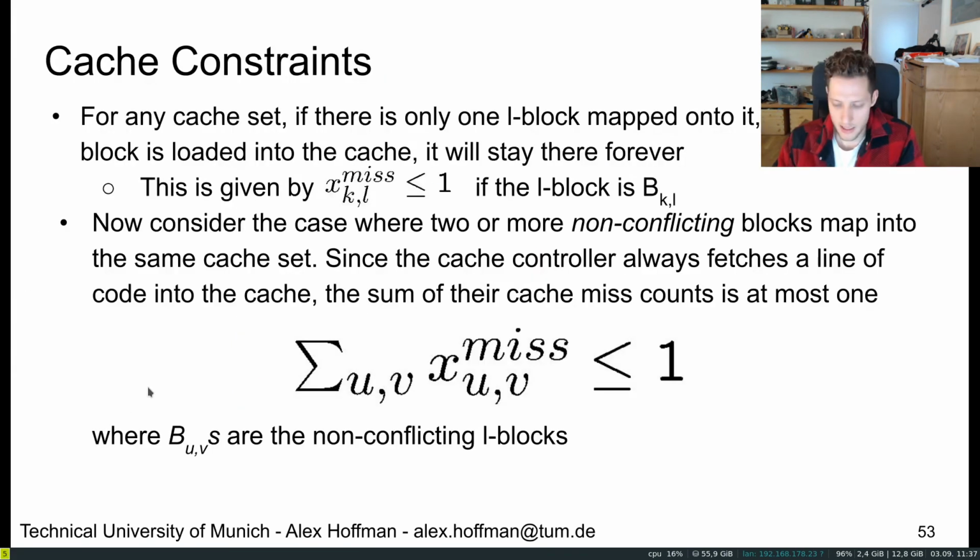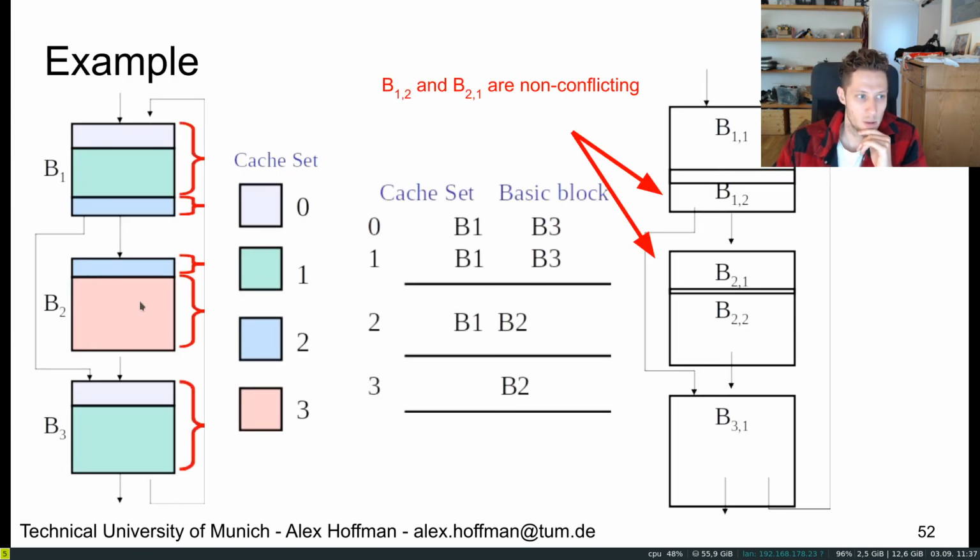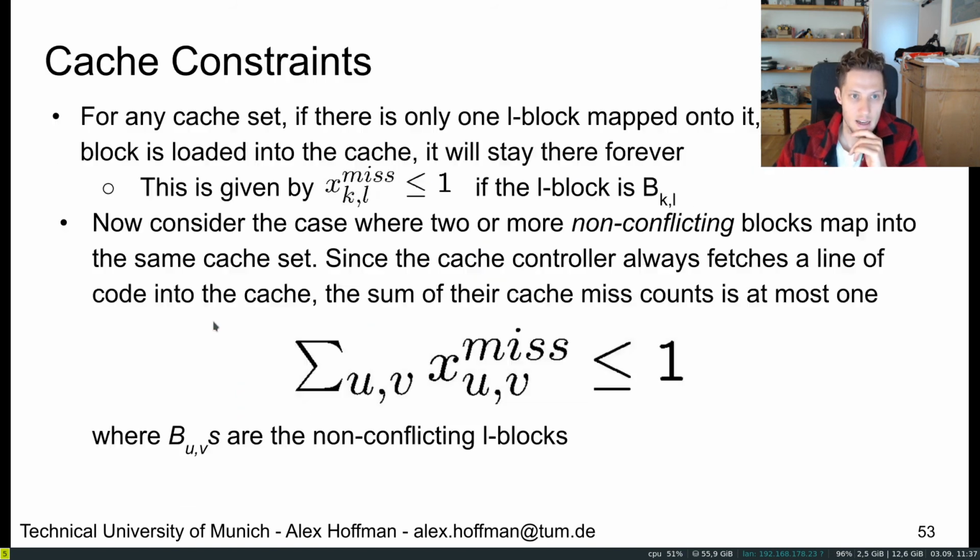So now we've seen this conflicting and non-conflicting behavior. Then we can come up with a couple of new constraints based off of this. And so we can think about, for instance, this red block here, where we essentially have this one L block in this entire program that's mapped onto its own cache line, and it only exists in one place, this L block. So this is exactly what this first one is saying here.